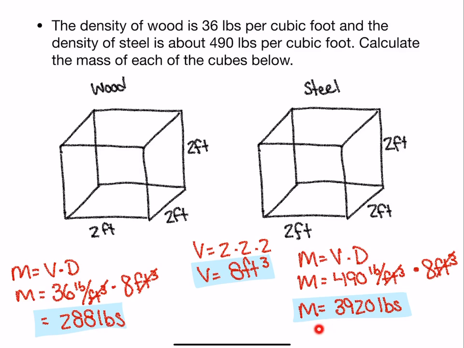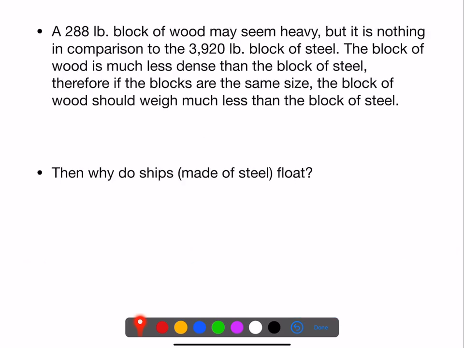So obviously we can tell that the steel's mass is much, much larger than the wood mass. Now, a 288-pound block of wood may seem heavy, but it's nothing in comparison to almost 4,000 pounds block of steel. The block of wood is much less dense than the block of steel. Therefore, if the blocks are the same size, the block of wood should weigh much less than the block of steel.